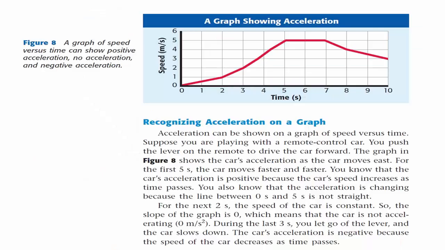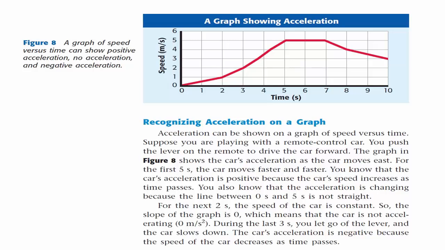Recognizing acceleration on a graph. Acceleration can be shown on a graph of speed versus time. Suppose you are playing with a remote-controlled car. You push the lever on the remote to drive the car forward. The graph in Figure 8 shows the car's acceleration as the car moves east.